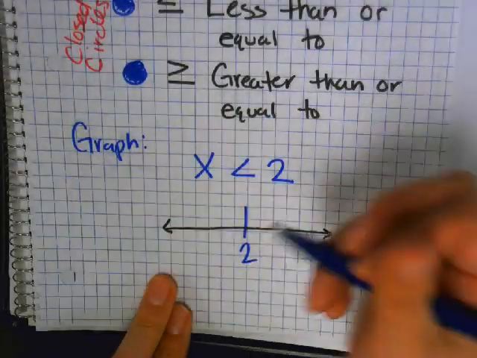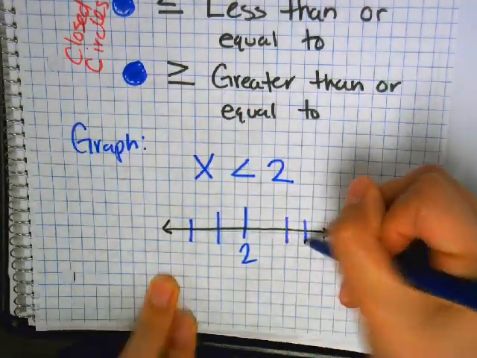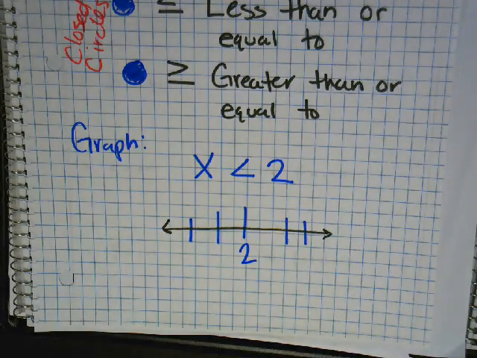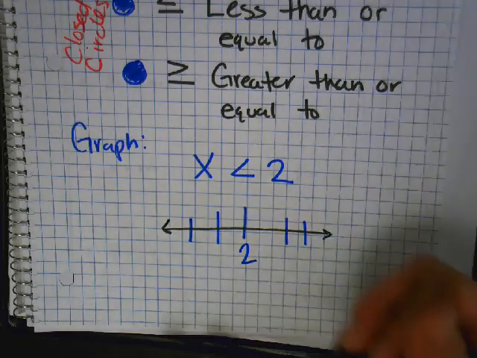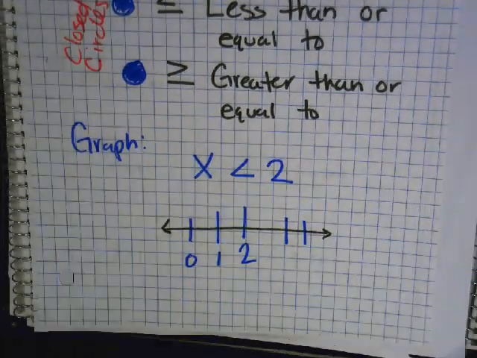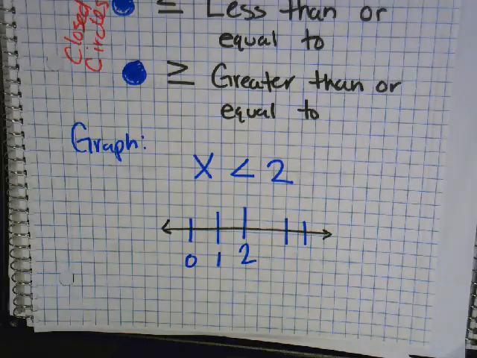Okay, now give me 2 numbers below and 2 numbers above. So what are the 2 numbers below 2 and what are the 2 numbers above 2 on a number line? Yeah, 1 and 0. And then what are the 2 numbers above?